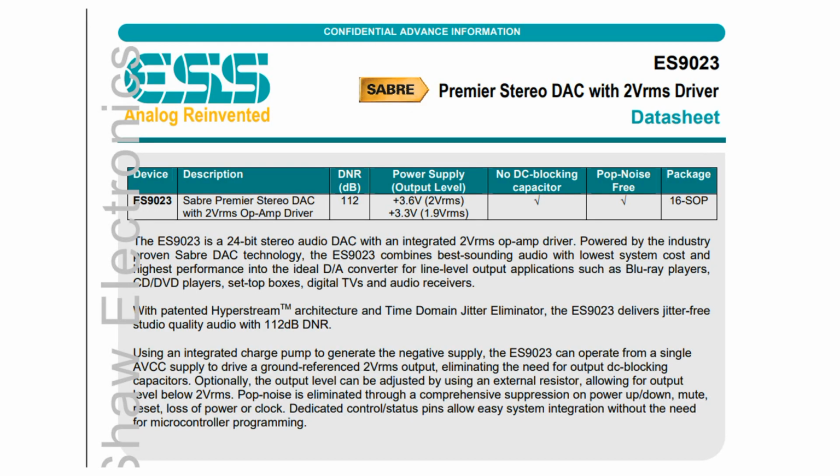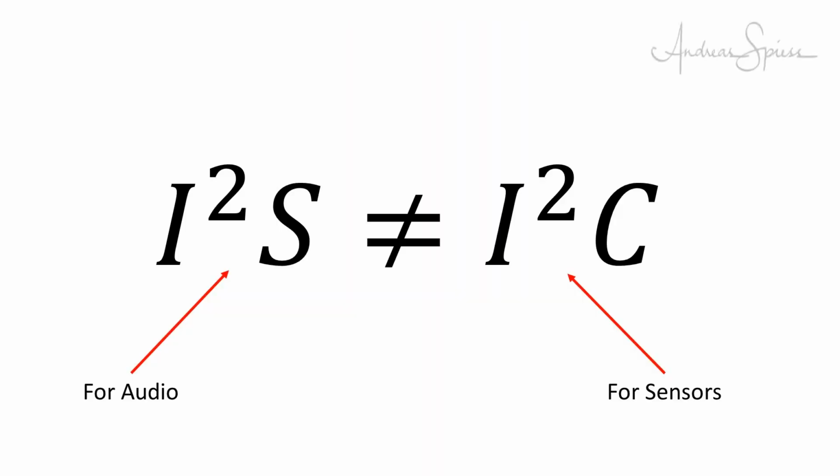The ES9023 used in the ESP8266 radio is a premium stereo digital-to-analog converter. It uses I2S signals as input. Please do not mix I2S with I2C. These two protocols are not compatible. While I2C is used by many of our sensors, I2S is mainly used in audio applications. And because the ESP chips have a high-speed I2S interface, it can be misused for all sorts of experiments.